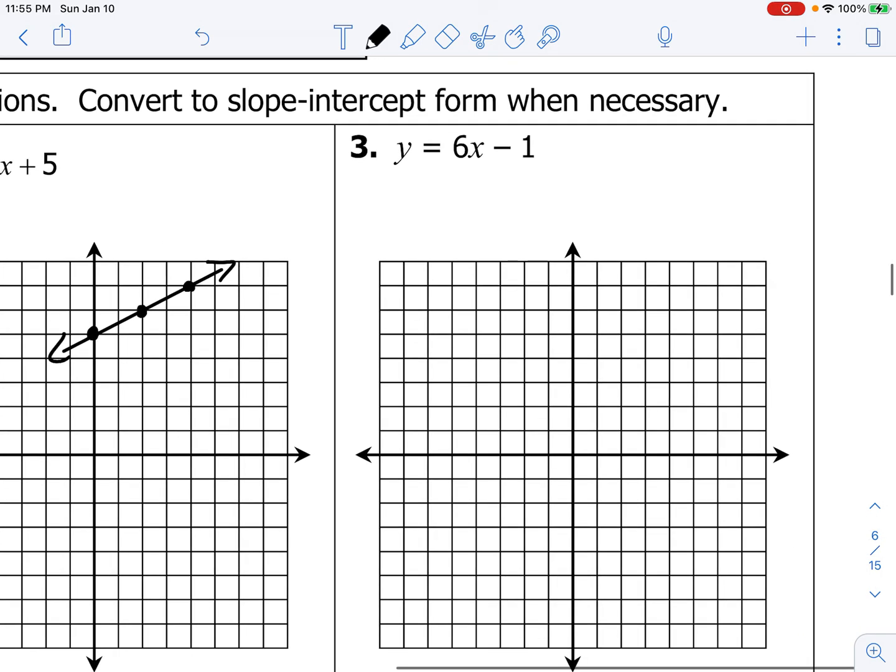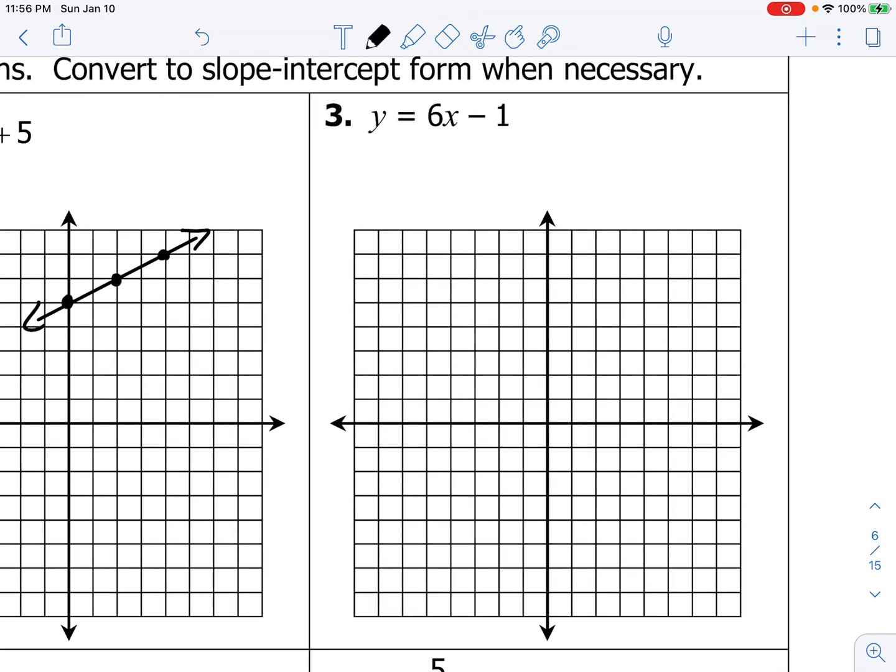All right, number 3, already in y equals mx plus b, so plotted at -1. My slope is technically 6/1, so up 6, right 1. So up 1, 2, 3, 4, 5, 6, right 1. I cannot get another one because I'll go off the graph. So let's go back to the y-intercept and see if we can go down 6, left 1, meaning go backwards. So down 1, 2, 3, 4, 5, 6, and left 1, which we can. All right, and then we draw our line.